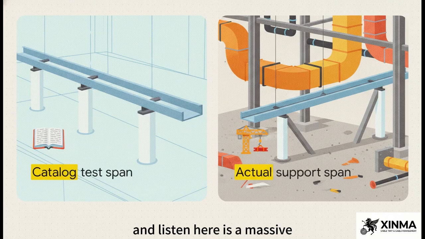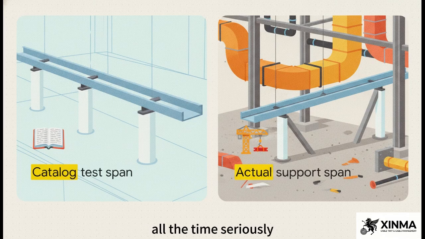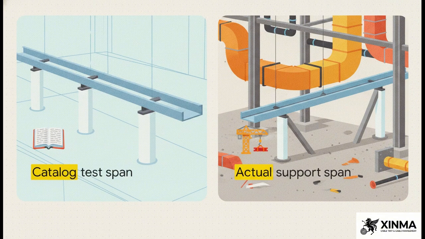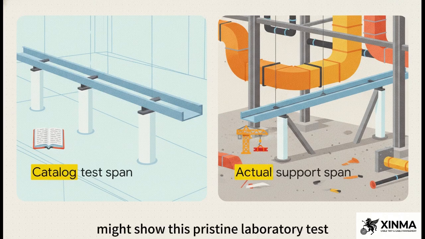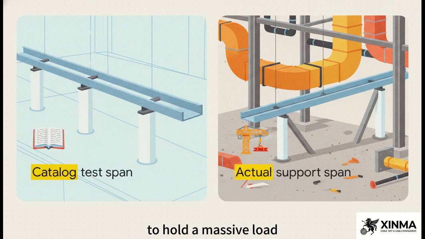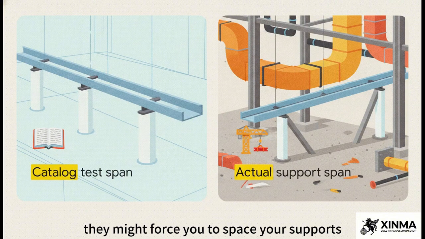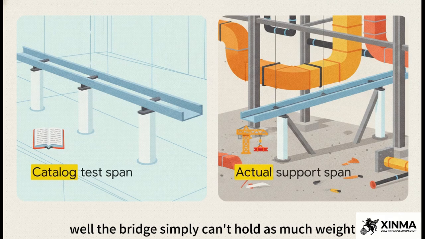And listen, here is a massive practical pitfall that catches buyers and engineers off guard all the time. Seriously, a shocking number of mid-construction reworks happen just because of this one little detail. You absolutely have to verify the load class at your actual support span, not just the catalog test span. A manufacturer's brochure might show this pristine laboratory test, where supports are perfectly spaced to hold a massive load. But on your actual real-world job site, pipes, HVAC ducts, structural beams, they might force you to space your supports much further apart. And if your pillars are further apart, well, the bridge simply can't hold as much weight.